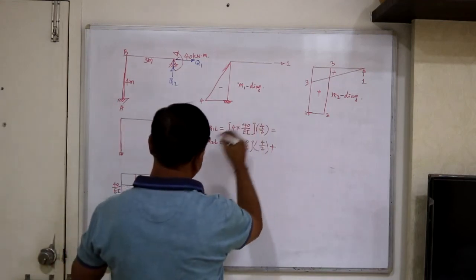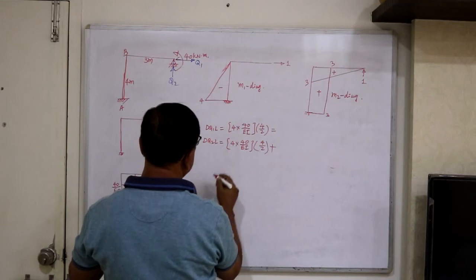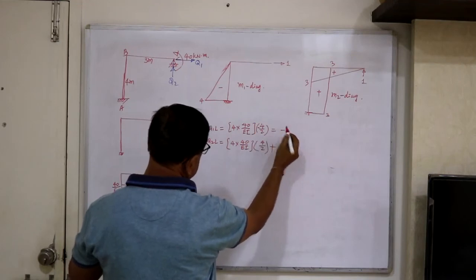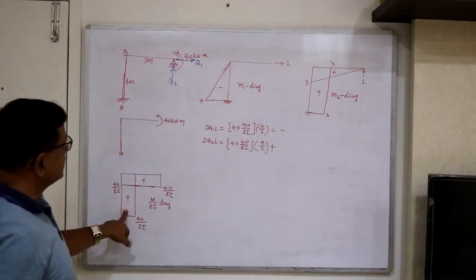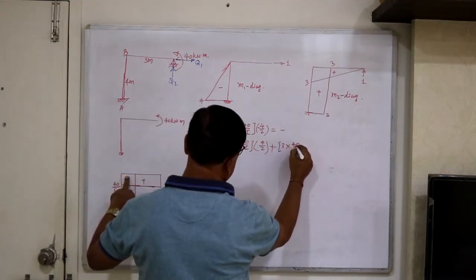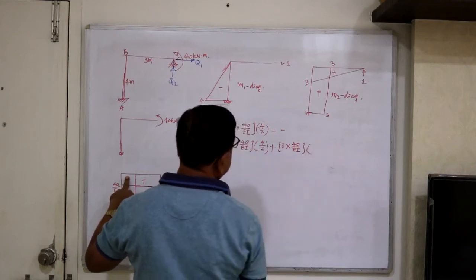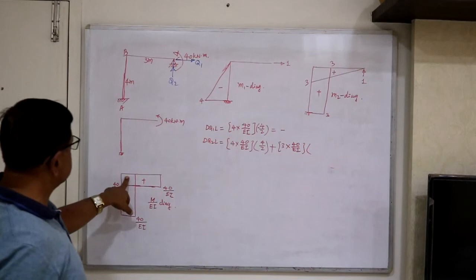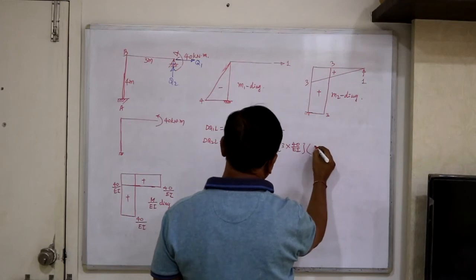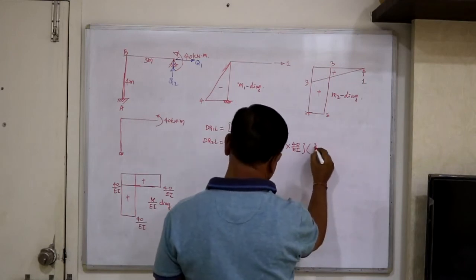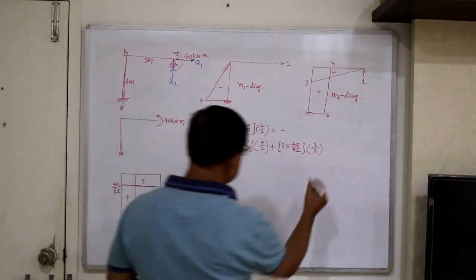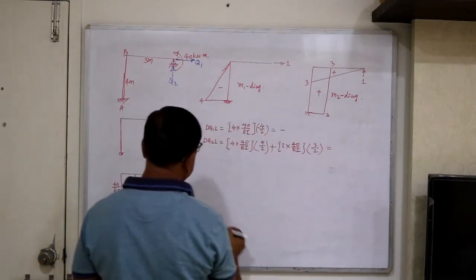Now here this area is positive, this ordinate is negative, so you will get this minus. Here this area is 3 into height 40 upon EI, and the ordinate at its CG is again half, so it is 3 by 2. Here 4 by 2, 3 by 2. Now you do the calculations and find out. So this will be positive.